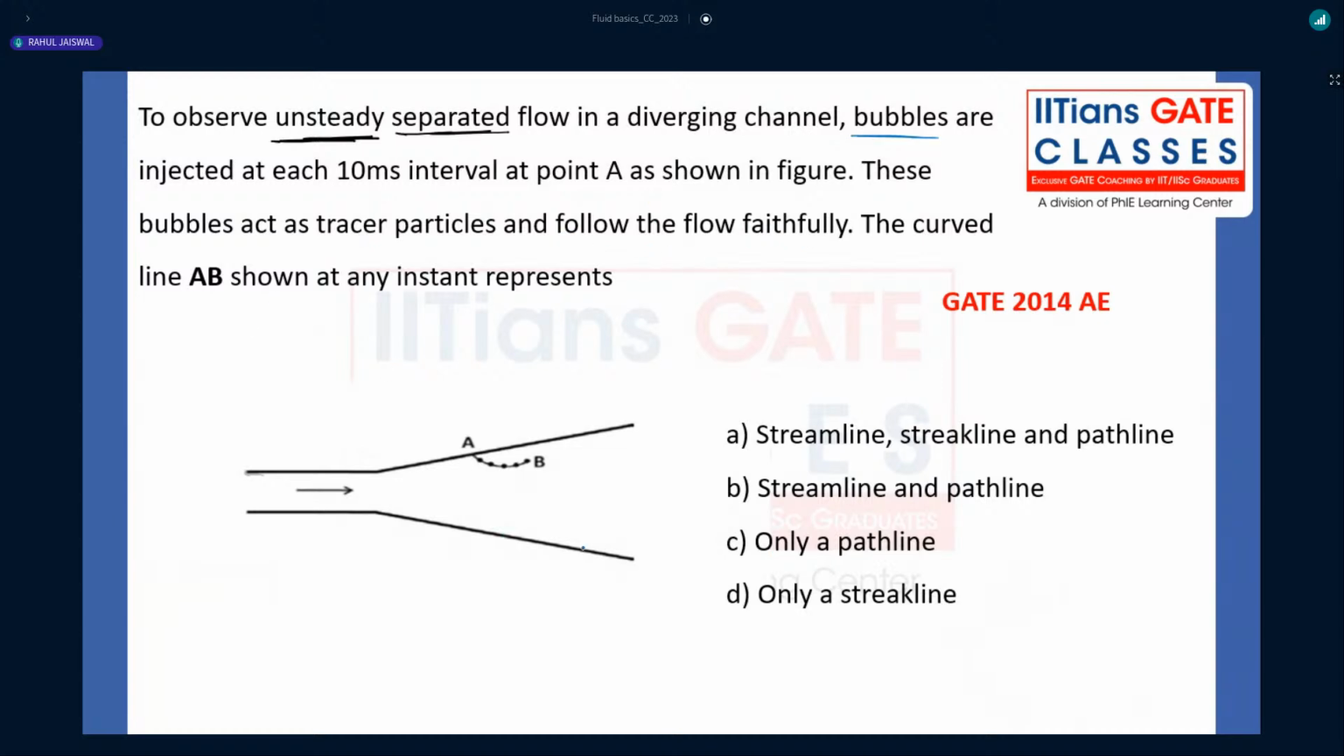The curved line AV, which is drawn at any instant, represents what? Option A is not possible because it is an unsteady flow. In a steady flow, the streamline, streak line, and path lines cannot have different representations, they are the same. In an unsteady flow, the streamline, streak line, and path lines will be different. Now the question is whether it is a streamline, a path line, or only a streak line. Tell me, guys. It is just like the example we discussed just now.